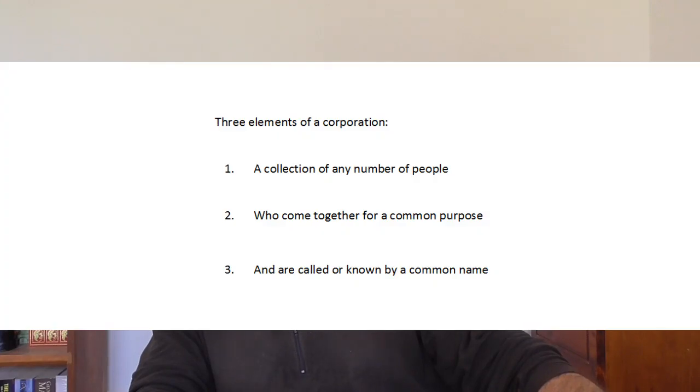Okay, here's what, and maybe you'll need to go through and analyse it. Here's what I would like to suggest to you are the three elements of a corporation. We are talking about a corporation aggregate here, in contradistinction to a corporation sole, which is a slightly different entity, which I'll mention in just a second. But the three elements of a corporation are a collection of any number of people who come together for a common purpose and are called or known by a common name.